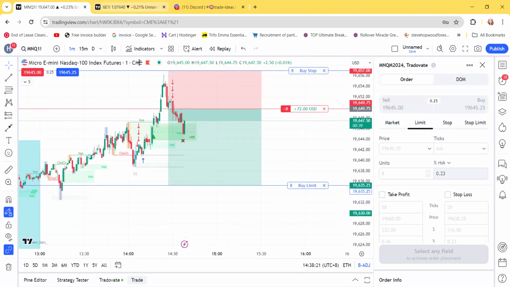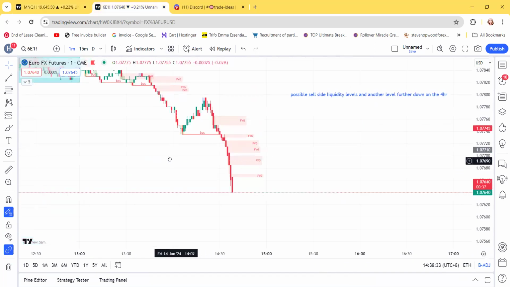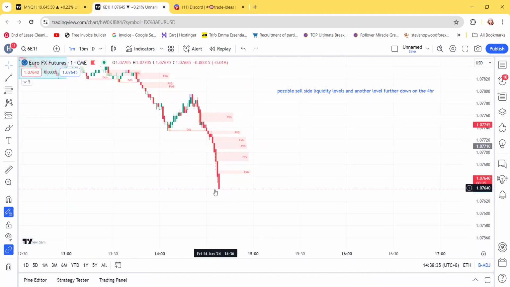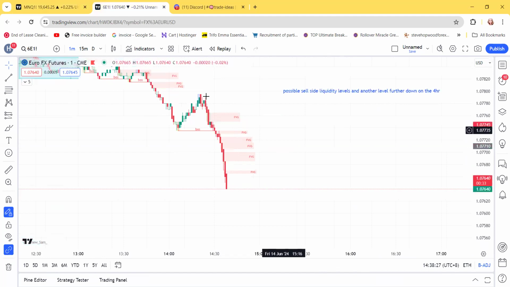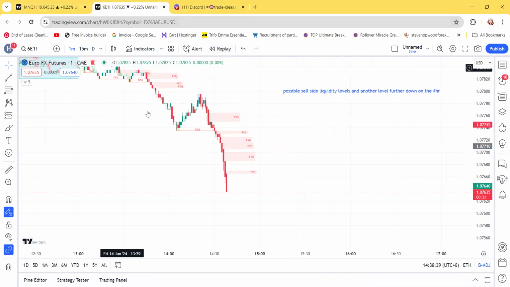And then 6E now, we have a look. We've taken out that last lot of liquidity. So I'm just waiting for a market structure shift now on 6E, but you can see it's kind of just melted.